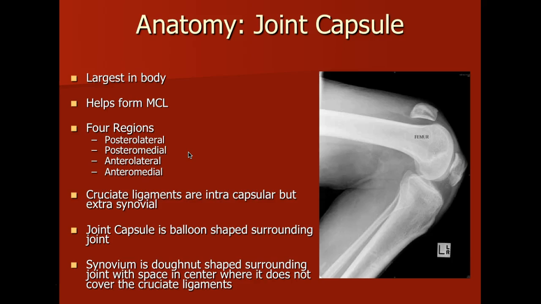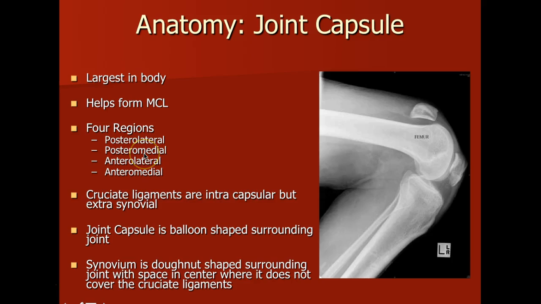So with that in mind, we can understand that anytime you have a sprain to one of these ligaments, you're probably also going to have a sprain of the joint capsule. Especially the MCL, it helps form that joint capsule. If you were dissecting it, you would have a hard time separating the joint capsule from the MCL because it's pretty much ingrained into it.